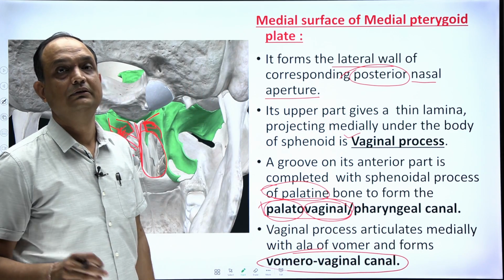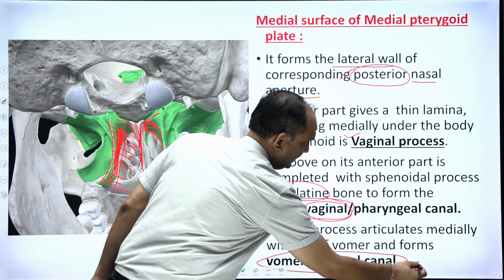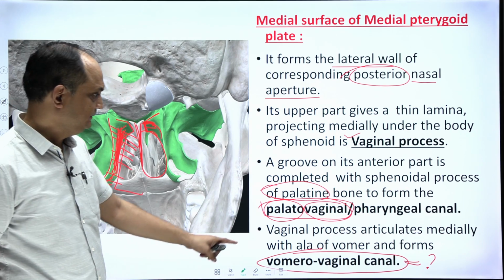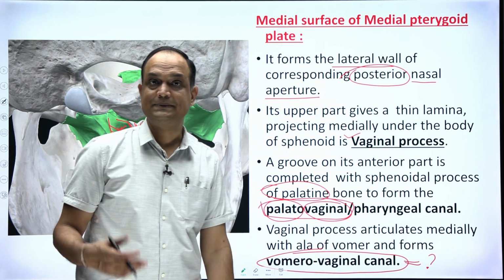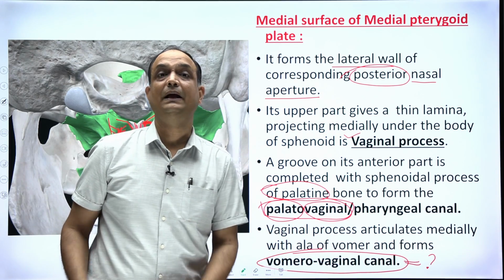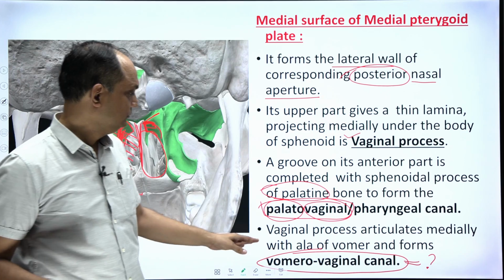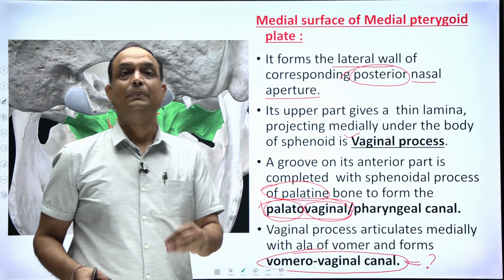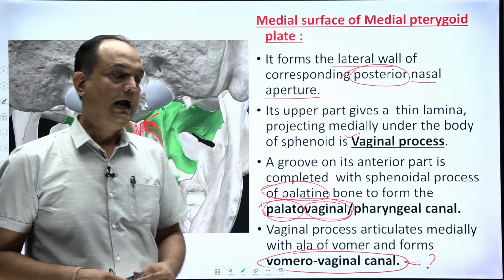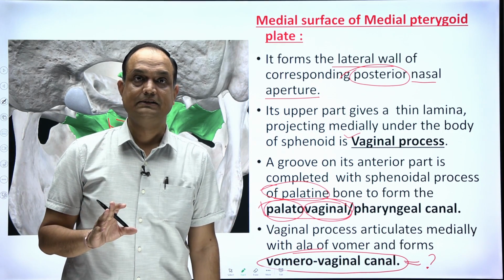Now dear students, there is one more important difference, that this vomerovaginal canal is not a constant finding. So sometimes this canal may be absent, or if it is present, then this canal allows the passage of branches of the pharyngeal artery, and it also has branches of the plexus which are arising from the pterygopalatine ganglia. And both these nerves and vessels are going to supply our pharynx. Clear?